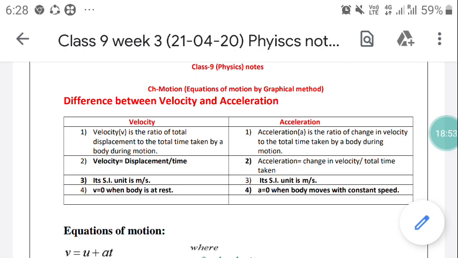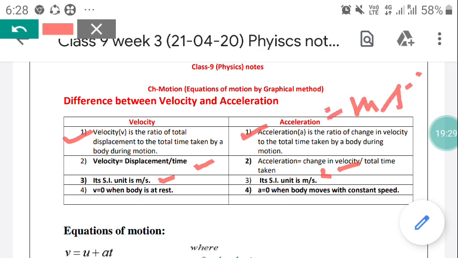So, what is the difference between velocity and acceleration? First, write the definition of velocity. As you know, in every difference, first we write the definition. So this is the definition which I have explained to you earlier. Then the formula: we know that velocity is displacement upon time and acceleration is change in velocity to the total time taken. SI unit of velocity is meter per second and SI unit of acceleration is meter per second square. Sorry class, this is a mistake, so correct it. Acceleration unit is meter per second square.